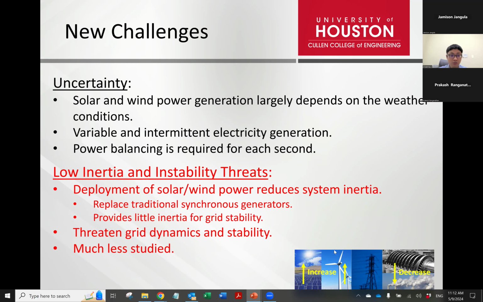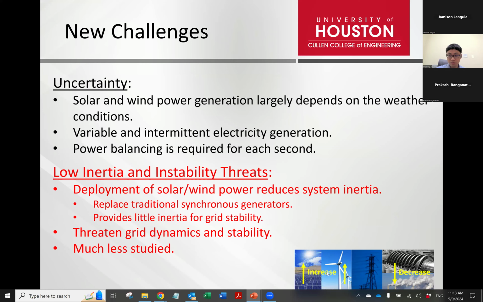Nowadays we have more solar power and wind power in the grid. Physically, solar power doesn't have any moving part, so it cannot provide any physical inertia. For wind turbines, although they also rotate to provide electricity, they are much lighter relatively. They provide much less inertia compared to synchronous generators. So when a power system has much more solar and wind power, we will definitely have much less electricity from traditional generators. So this will lead to reduced system inertia. And this phenomenon will affect power system dynamics and stability in a negative manner. And this challenge has been much less studied.